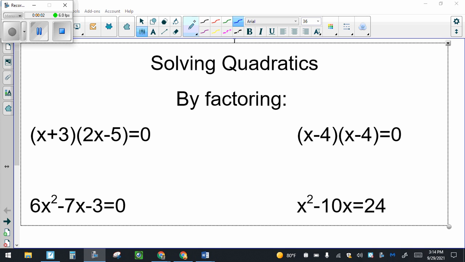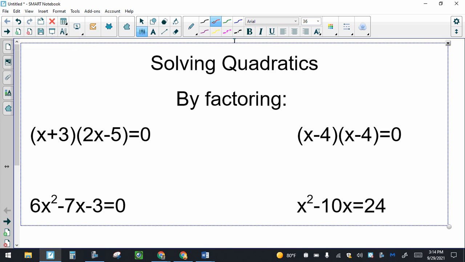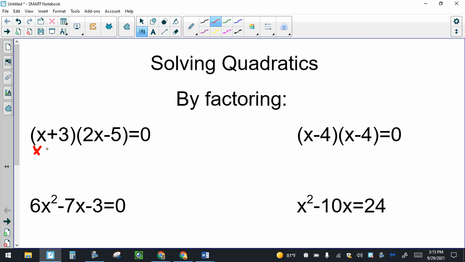All right, up first, I've got some reminders on how to solve quadratic things by factoring. So first off, I've got two questions here that are already factored for us because they're already in the parentheses, because I just want a reminder how you solve it once you get here. So as long as I have two things multiplied together that equal 0, I can set them both equal to 0 and solve. 2x minus 5 equals 0.